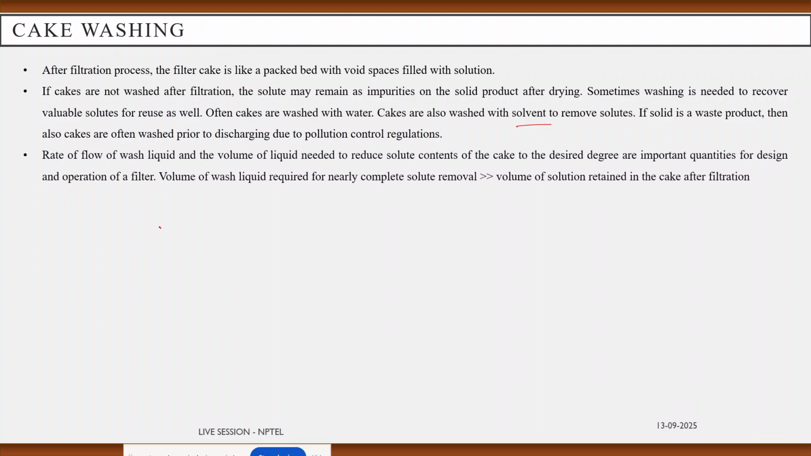Also, it can be washed to regulate the pollution control regulations. Rate of flow of wash liquid or volume of the liquid needed to reduce the solid content of the cake to the desired degree are important quantities for designing and operation of a filter process.